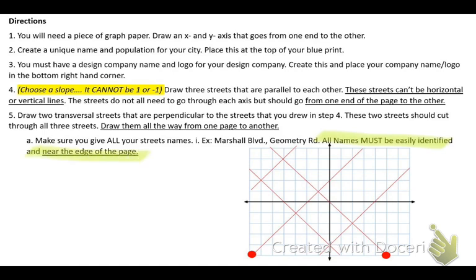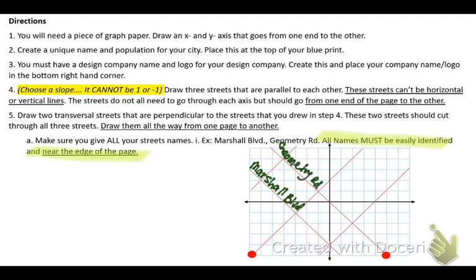All names must be easily identified and near the edge of the page. So I just see you opening your highlighter. So all streets should be easily identified, all street names, easily identified and at the edge of the page. So this is really the best way to do it. I named one Marshall something, right? Am I right? Okay, so I would name one Marshall Boulevard. See how it's on the edge of the paper? Then I would name, Geometry Road.